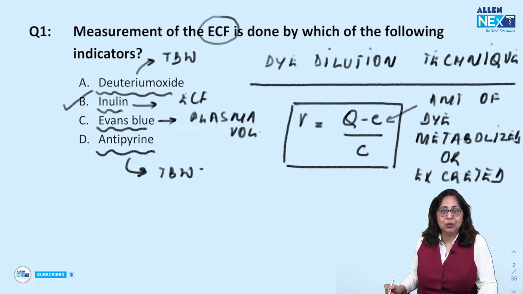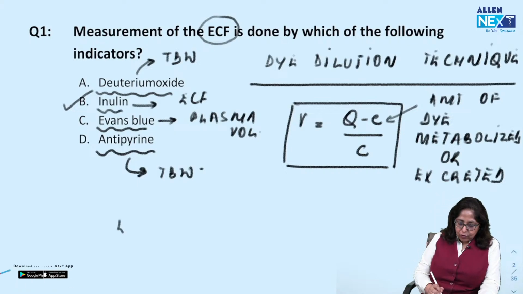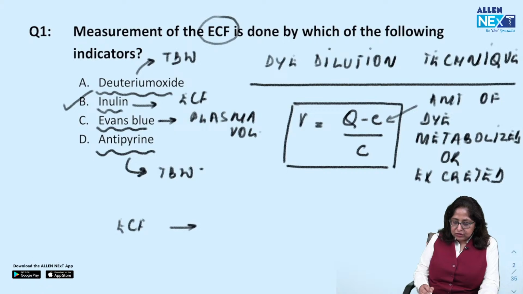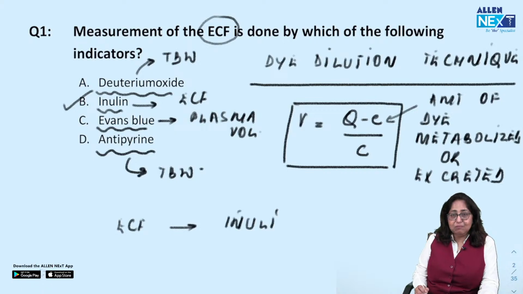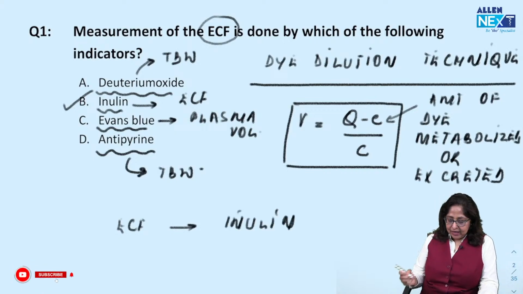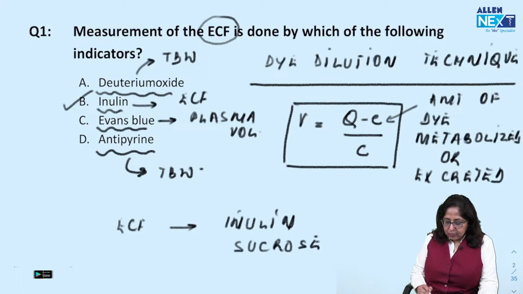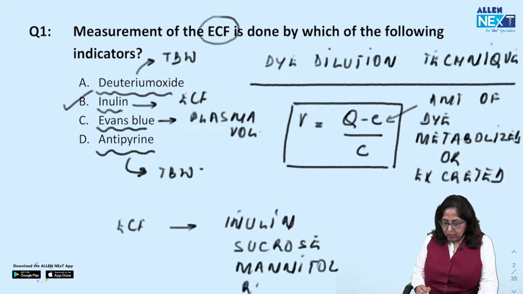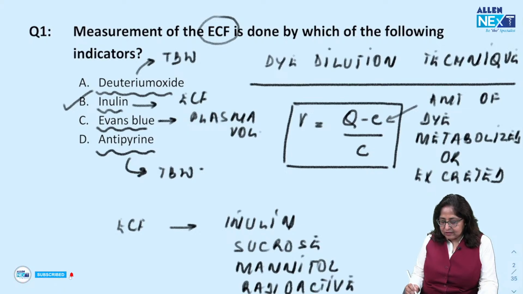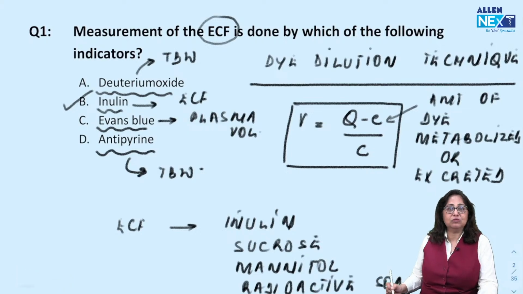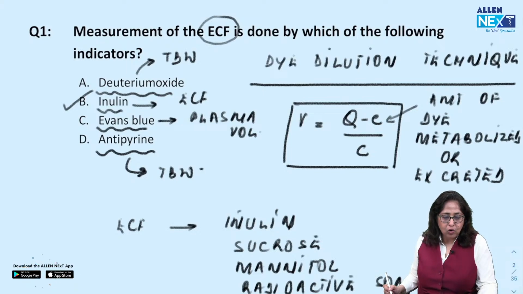and that is inulin. For ECF volume, which are the dyes which are going to be used? Inulin is the one which gives the most accurate measurement. We can also use sucrose, we can use mannitol, we can use radioactive sodium. So these are the substances which can be used for the measurement of ECF volume.